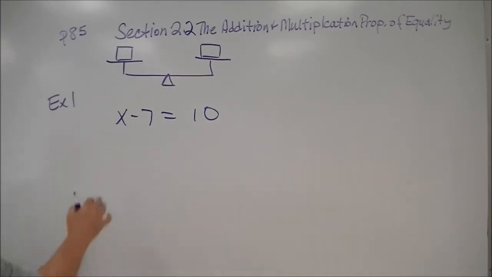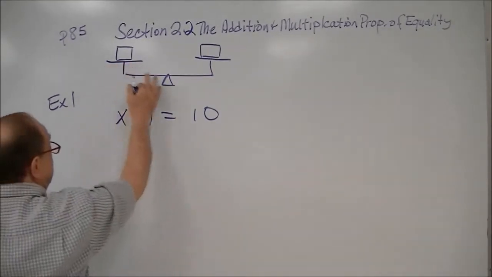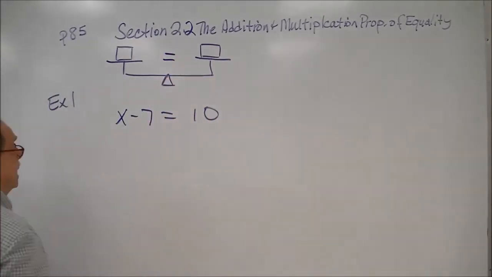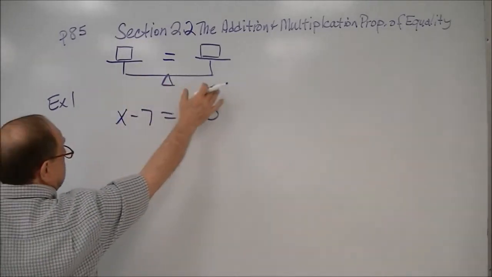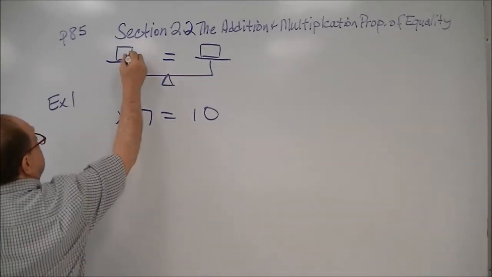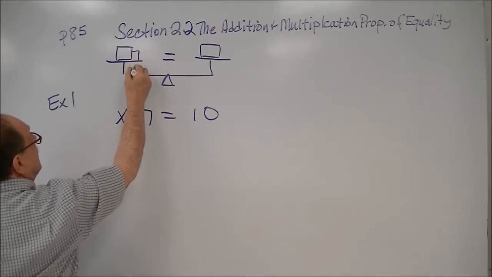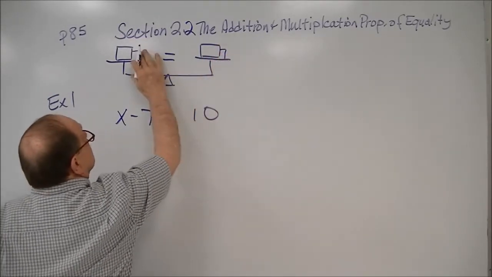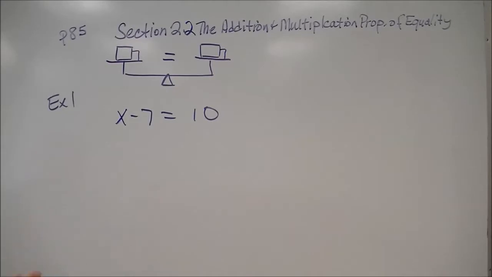Now in our textbook they show us a scale in which the items balance. And this fulcrum can be thought of as an equal sign. So the weight of this side equals the weight of this side. Now, if we add something to this side, it's not going to be balanced anymore. But if we add the same amount to this side, we will continue to balance. Now, it's not the same amount anymore, but it's still an equality. That is, it still balances.